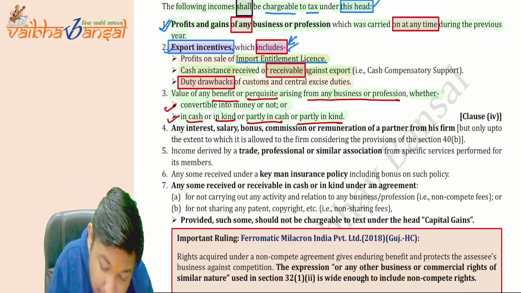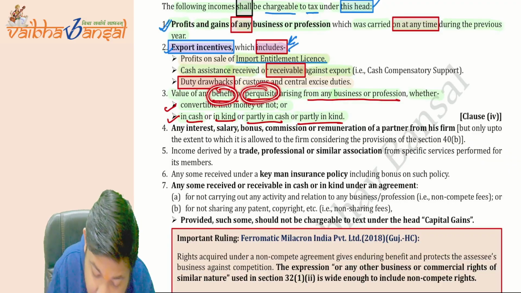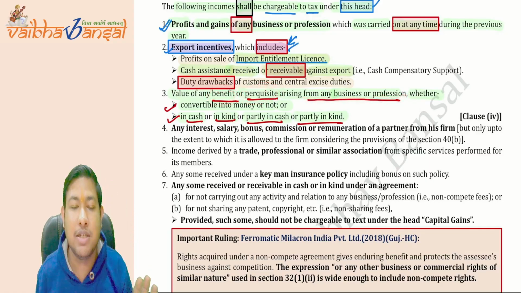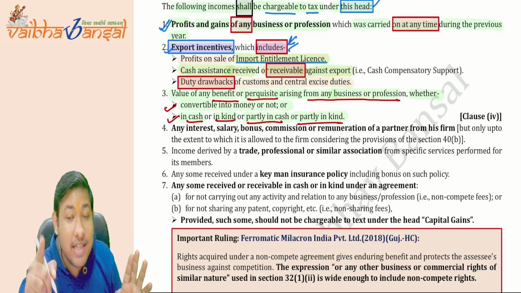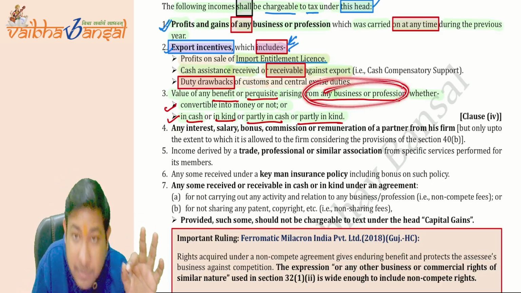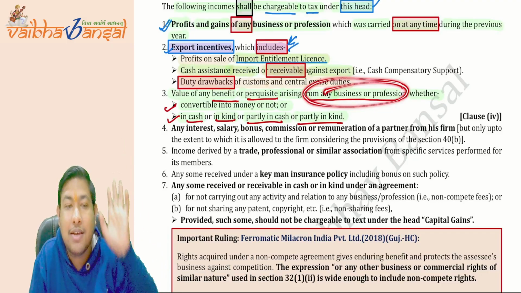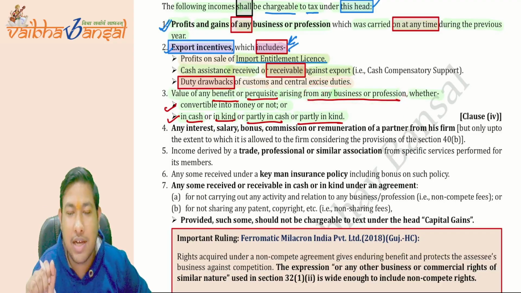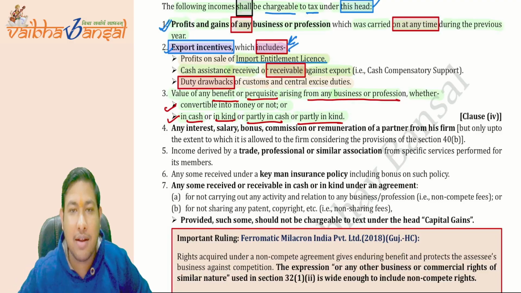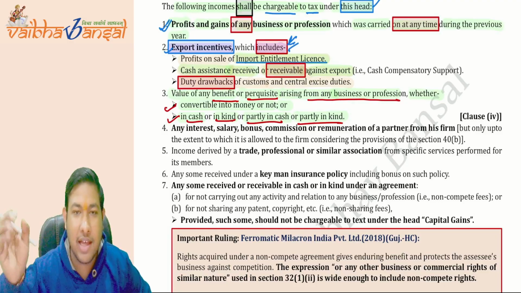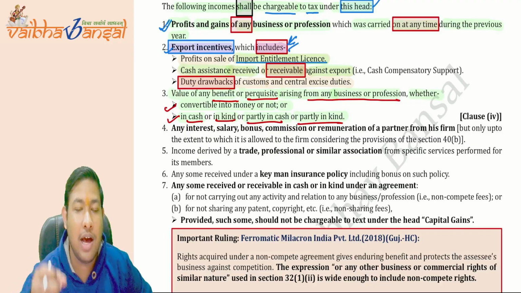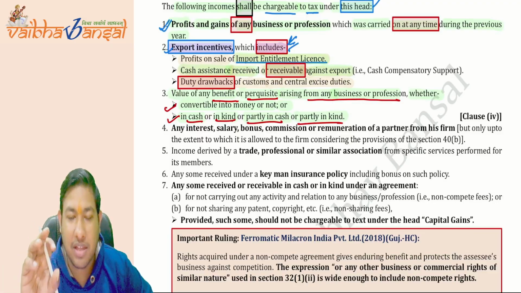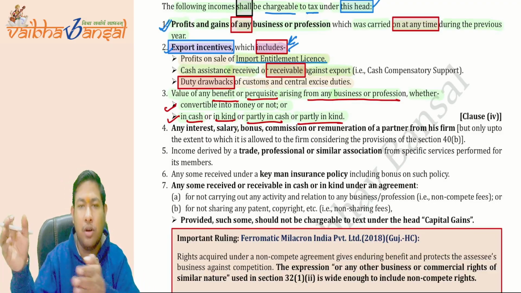Value of any benefit or perquisite arising from any business or profession. The benefit or perquisite must arise from business or profession. If it is arising in conjunction with your salary, under the salary head, you have studied the perquisites, that the company is giving you the car for coming here and there, the house rent perquisites, the home or the room for that purpose.